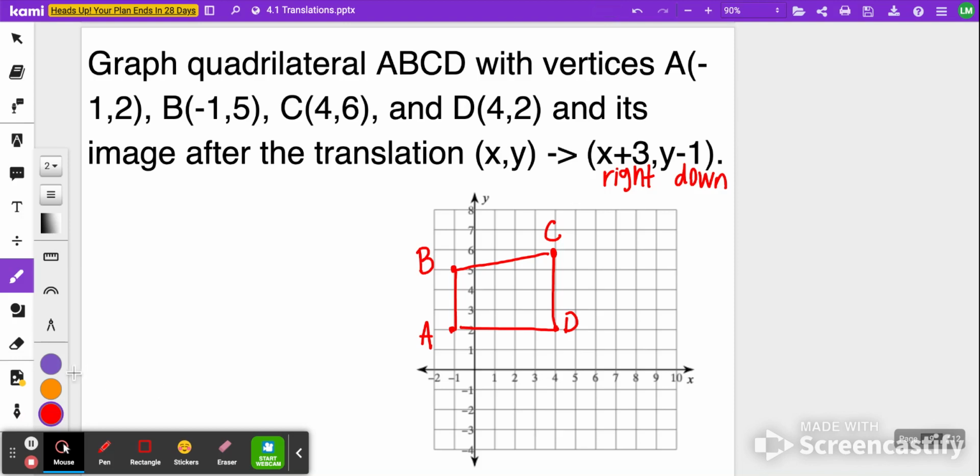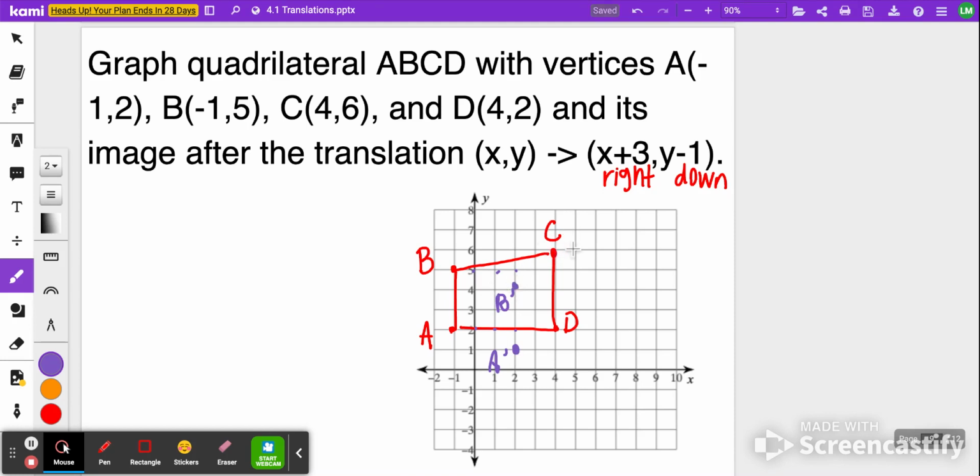Now I'm going to translate each point. All you have to do is start with one point. I'll start with A. We're going to go x plus 3, which means to the right 3: 1, 2, 3, and down 1. So A prime is now at (2, 1). B prime: to the right 3, 1, 2, 3, down 1 ends up right there in the middle of the pre-image. My B prime is now at (2, 4).